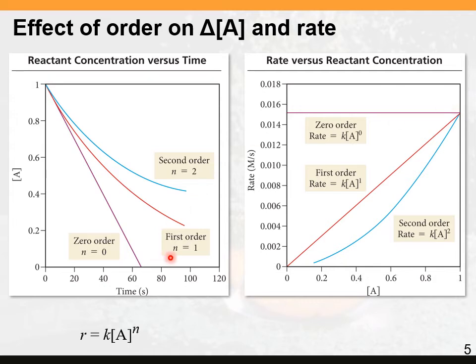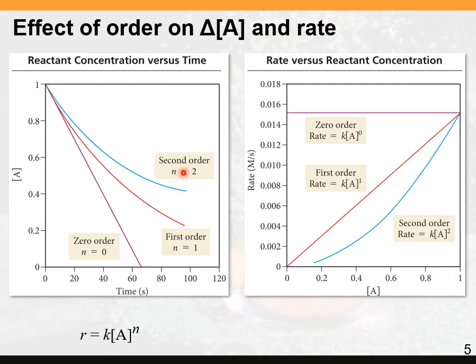For a first order reaction, the curving of the line indicates that the rate is decreasing with time. The decrease in concentration causes a decrease in rate. But this decrease is linear, hence the linear relationship between rate and concentration for a first order reaction. The power of the concentration term in the rate law is 1.